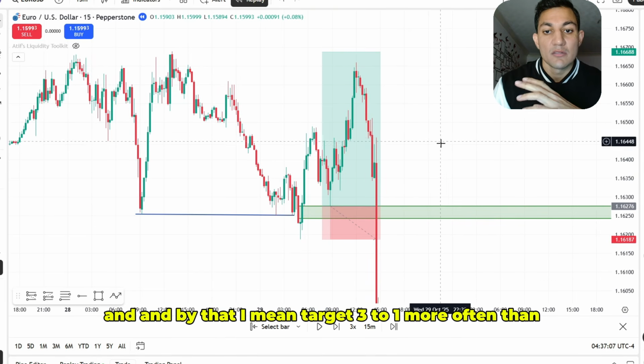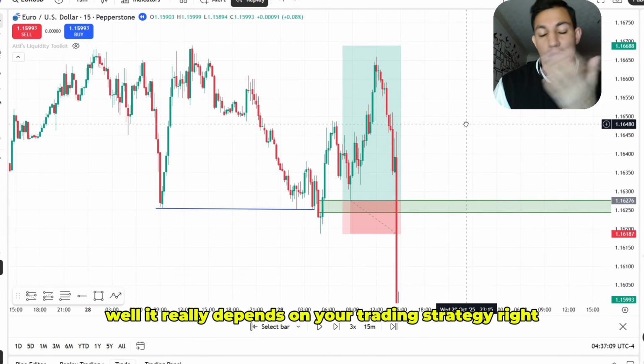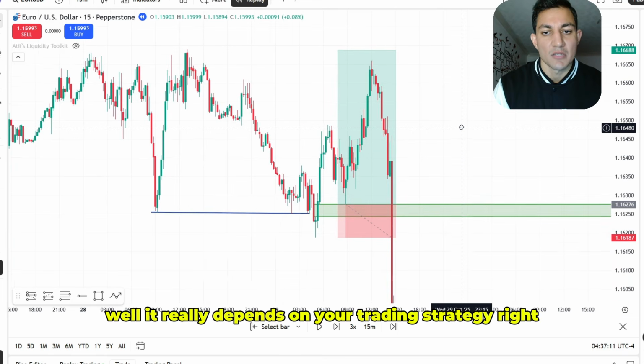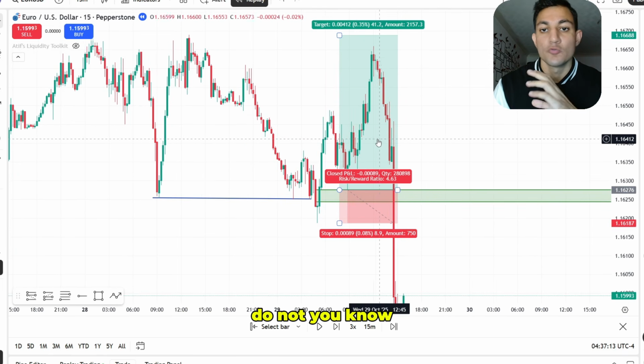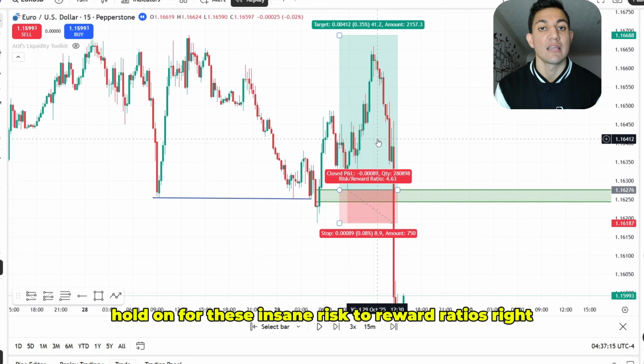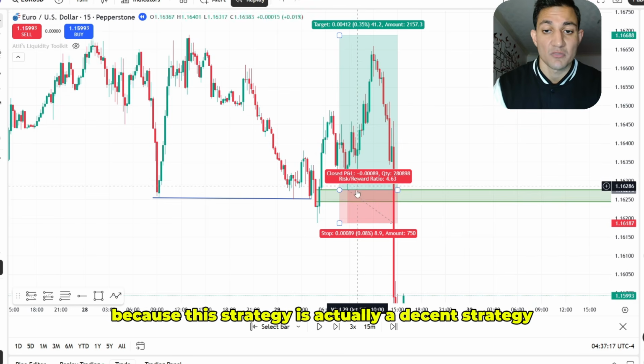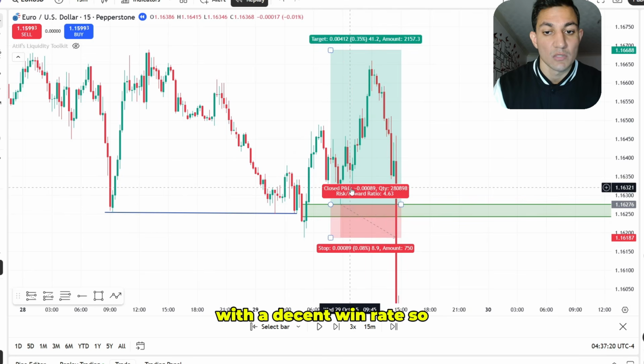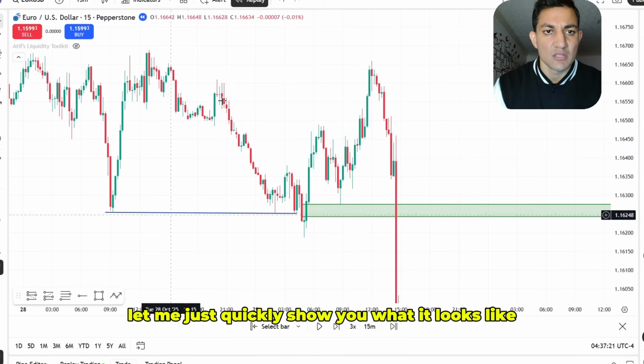And by that, I mean, target 3-to-1 more often than not, well, it really depends on your trading strategy, right? But target a 3-to-1 risk to reward ratio. Do not hold on for these insane risk to reward ratios, right? Because this strategy is actually a decent strategy with a decent win rate. So let me just quickly show you what this looks like on the 5-minute chart.